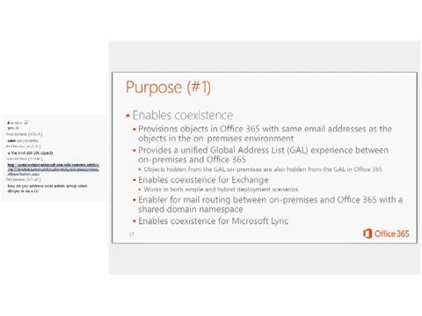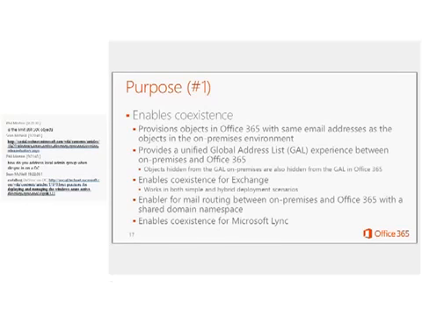DirSync enables coexistence for Exchange. So whether you're doing simple or hybrid with Exchange, you have to have DirSync running to be able to do that. It's the enabler for mail routing. It is really what enables the mail routing with a shared domain namespace across cloud to on-premises, and it also enables coexistence for Lync.